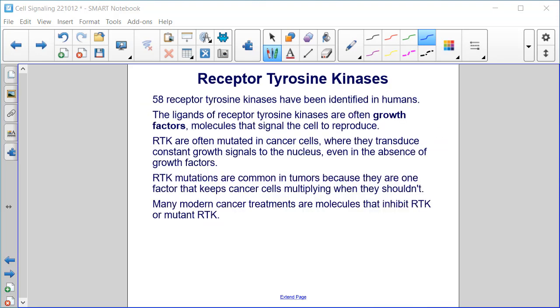58 receptor tyrosine kinases have been identified in humans. The ligands of receptor tyrosine kinases are often growth factors, molecules that signal the cell to reproduce. RTK are often mutated in cancer cells, where they transduce constant growth signals to the nucleus, even in the absence of growth factors. RTK mutations are common in tumors because they are one factor that keeps cancer cells multiplying when they shouldn't. Many modern cancer treatments are molecules that inhibit RTK or mutant RTK.